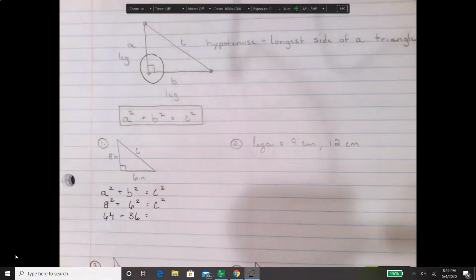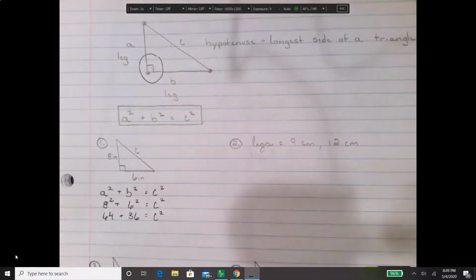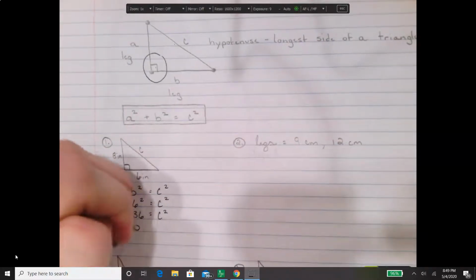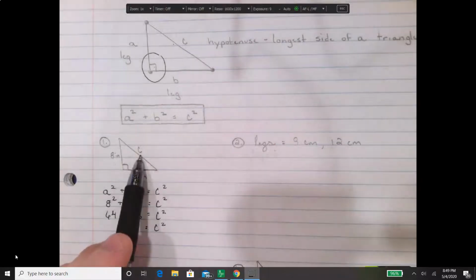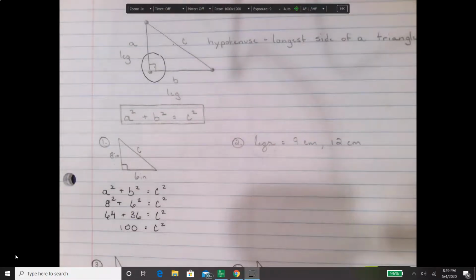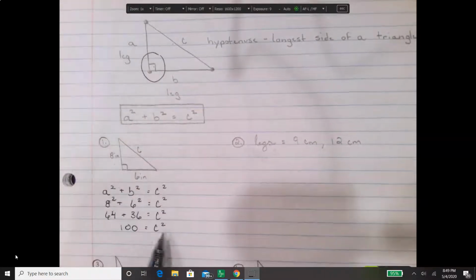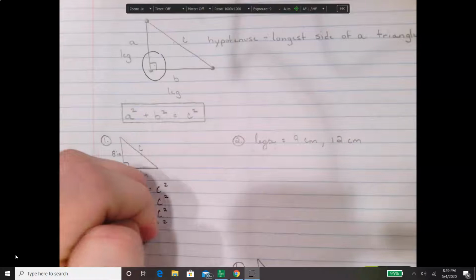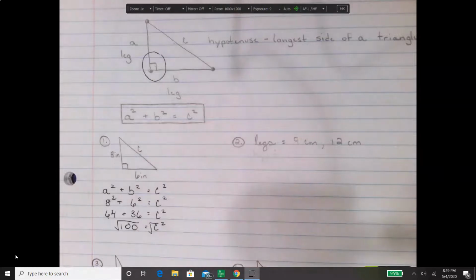Now I'm going to add up 64 plus 36 to find out what c squared is equal to. When you add 64 plus 36, you get 100. Now, 100 is equal to c squared. I don't want to know what c squared is equal to; I want to know what c is equal to. So the last step of solving these problems is to get rid of the squared symbol. The way to do that is to take the square root. Those cancel one another out, so I need to take the square root of both sides.